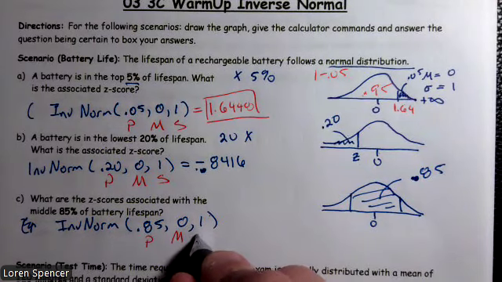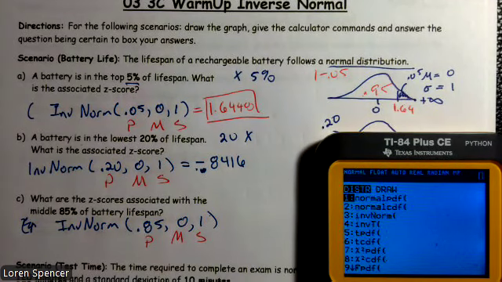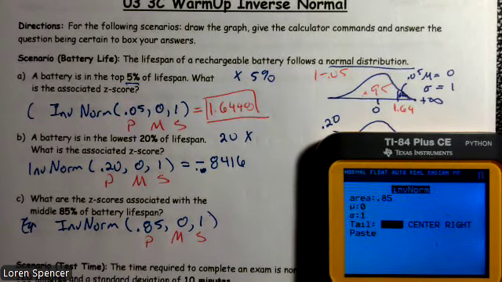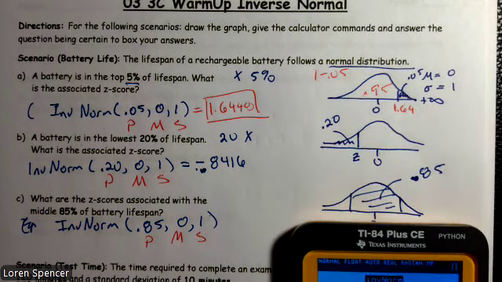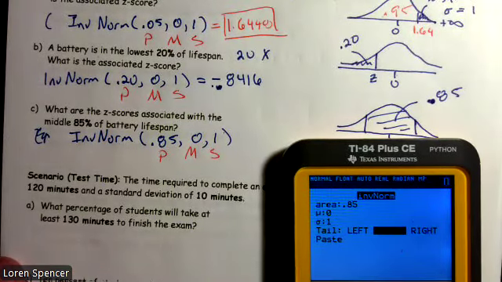Now, my calculator will work with the middle. Not all calculators will, and I'll show you how to address that. So second vars, inverse norm, area is 0.85, mean is 0, standard deviation 1, and we're going to choose center because we wanted the middle part of that graph as we showed here. All right, so it's choosing center.